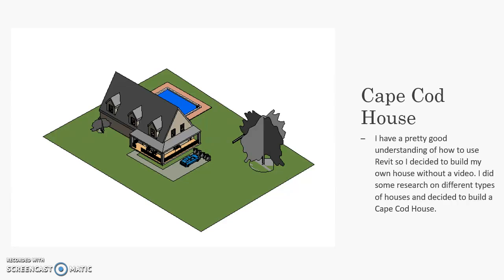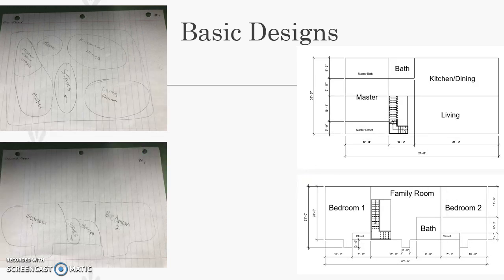A Cape Cod house is a low, broad, single-story frame building with a moderately steep pitched gable roof and a large central chimney. Before I could build my house, I drew a couple of different houses and then dimensioned them. After that, I chose my first house design that was 60 by 30.